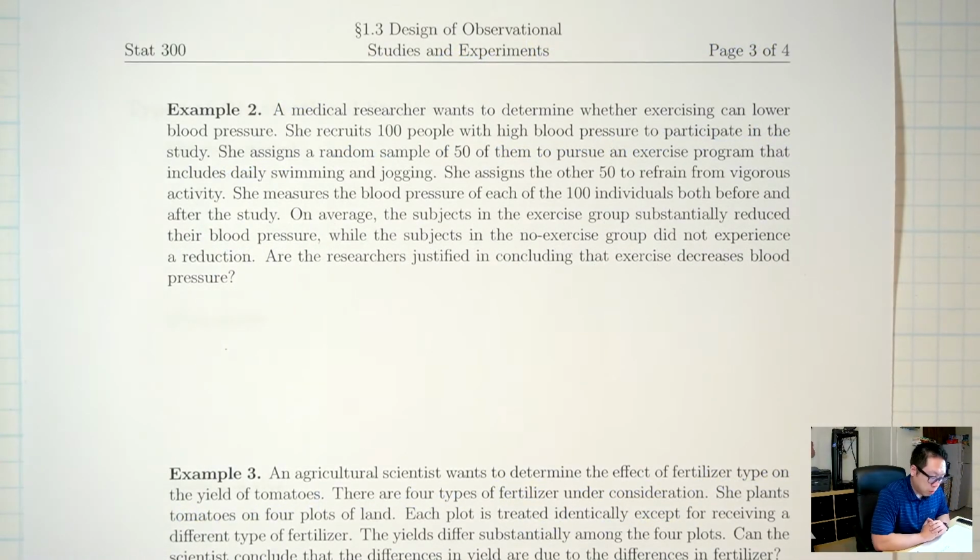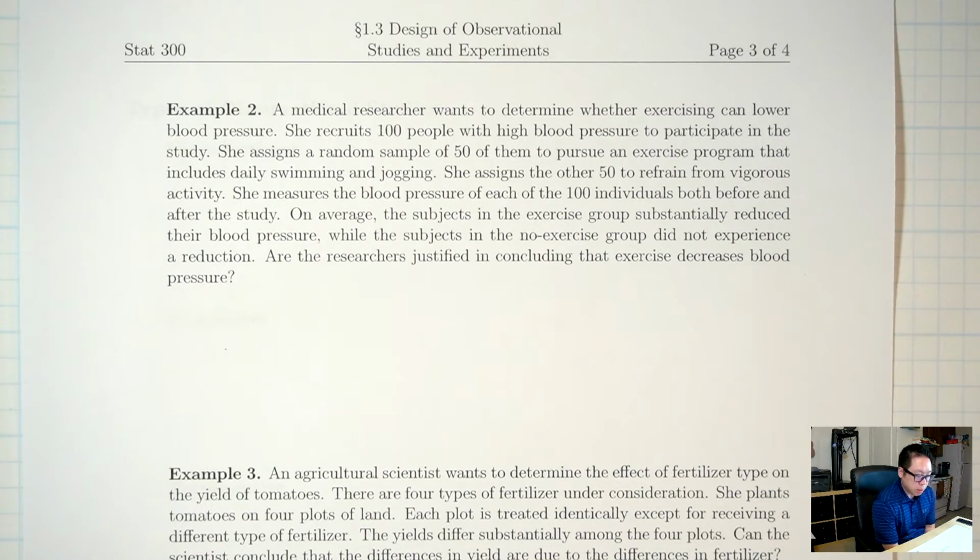Example 2. A medical researcher wants to determine whether exercising can lower blood pressure. She recruits 100 people with high blood pressure to participate in the study. She assigns a random sample of 50 of them to pursue an exercise program that includes daily swimming and jogging. She assigns the other 50 to refrain from vigorous activity. She measures the blood pressure of each of the 100 individuals both before and after the study.